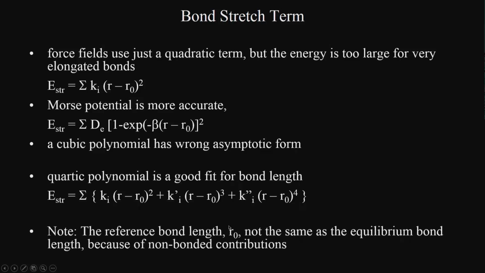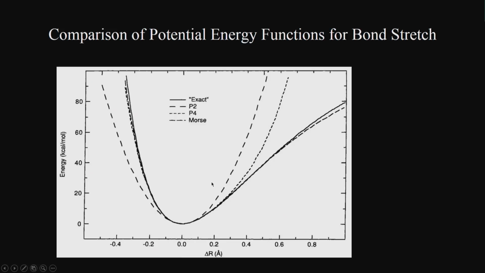Okay. So, you have to note that R naught is not the same as the equilibrium bond length because of non-bonded contributions, because there could be electrostatic attractions when you consider a molecule with many atoms. So, R naught will not be the same as when we have just a CC type of bond or CO type of bond, but once you add many other atoms, the R naught changes because of the other interactions that are happening. Okay, so, if you look at it, this is the quadratic, this is the quartic, this is the Morse, and this is the actual exact. So, as you can see, many a time Morse fits much better than a quadratic or a quartic.